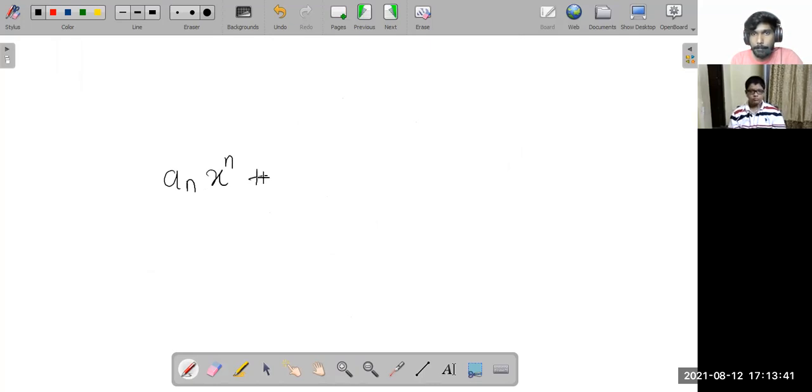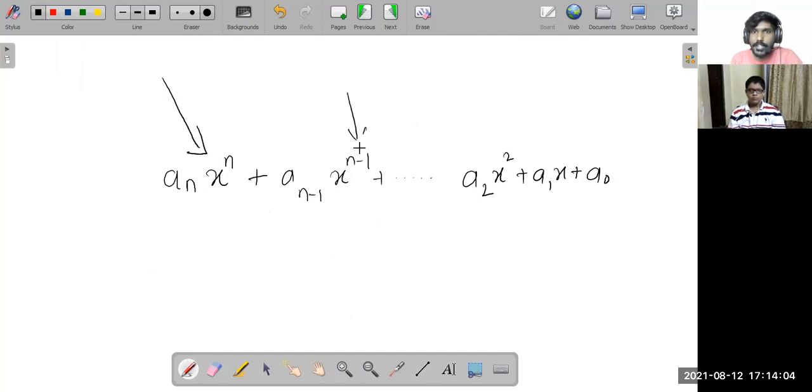Now our general form, we write it like this: an x raised to n, then it keeps reducing. So a n minus 1 x raised to n minus 1, it keeps reducing up to you reach a2 x square, a1 x, and lastly a0. And always this is the highest power, because after that it keeps reducing. So the coefficient of the highest power xn is an, which should always be non-zero. Okay, which should always be not equal to 0. Clear?